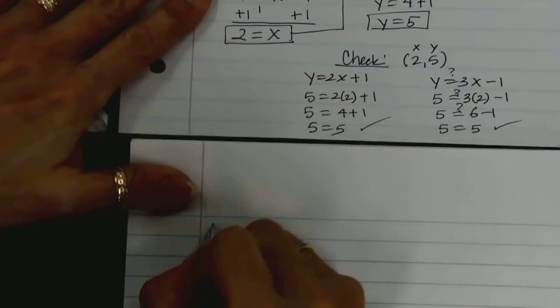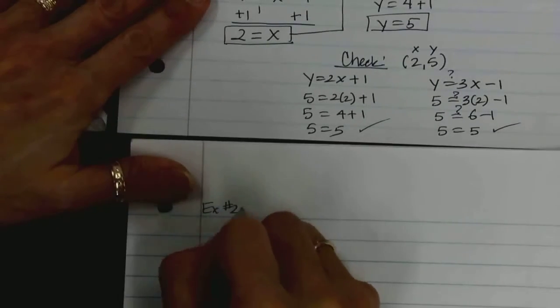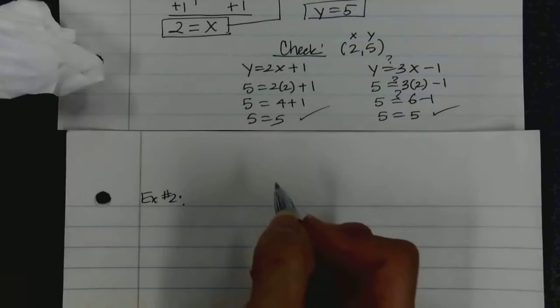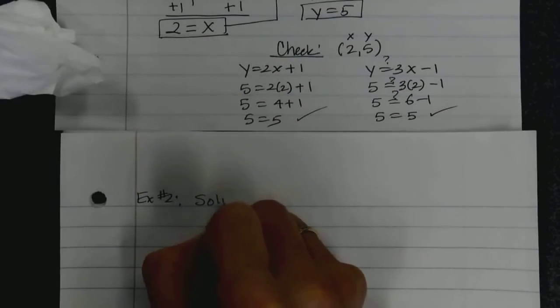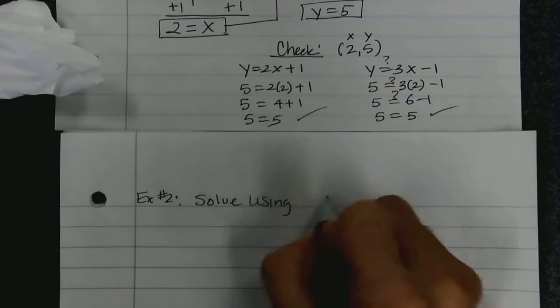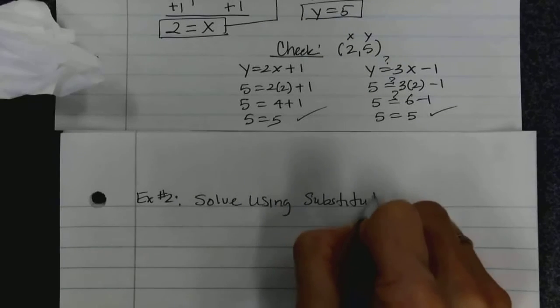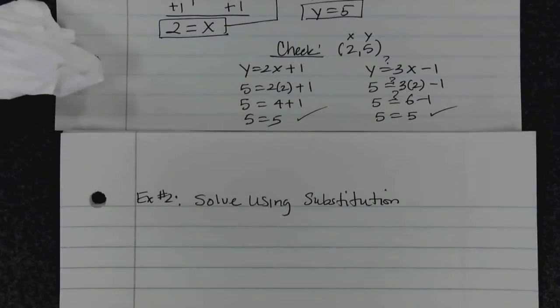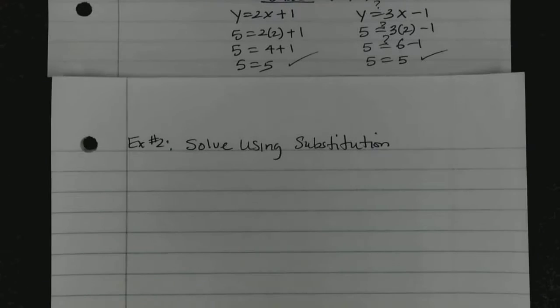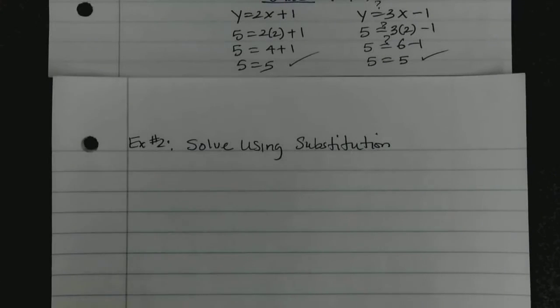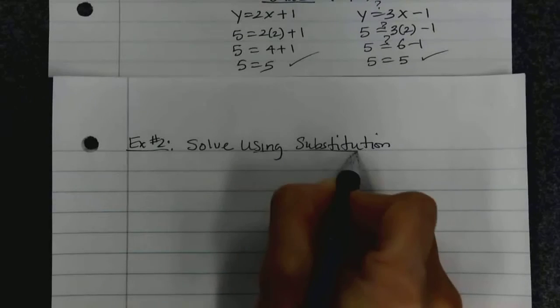In example number 2, I am given a system of equations, and we're going to solve using substitution. Later on, if it doesn't say which method to use, you could choose any method to solve. But if at least one of the equations is in slope-intercept form, I would use substitution. In this case, it says to solve using substitution.